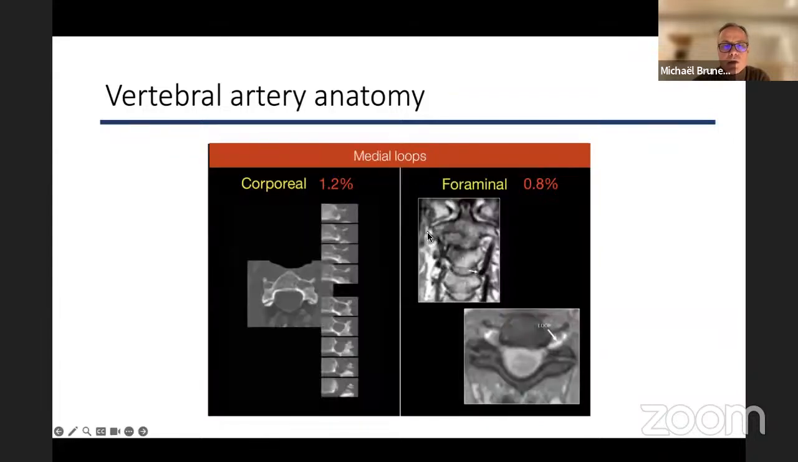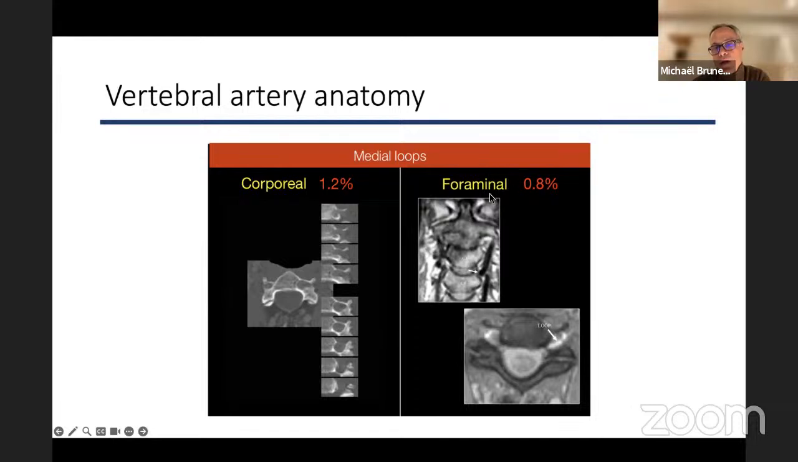So be very careful with such anatomical variation in the level of entrance because you can start your surgery with a devastating complication. As I said, there are also medial loops that are important to detect preoperatively. This is a corporeal loop detected in 1.2% of the cases. It's not so anecdotal. And if you perform a basic cervical corpectomy without being aware of this, if you use a drill, you have a risk to injure the vertebral artery. This is a medial loop into the corpus.